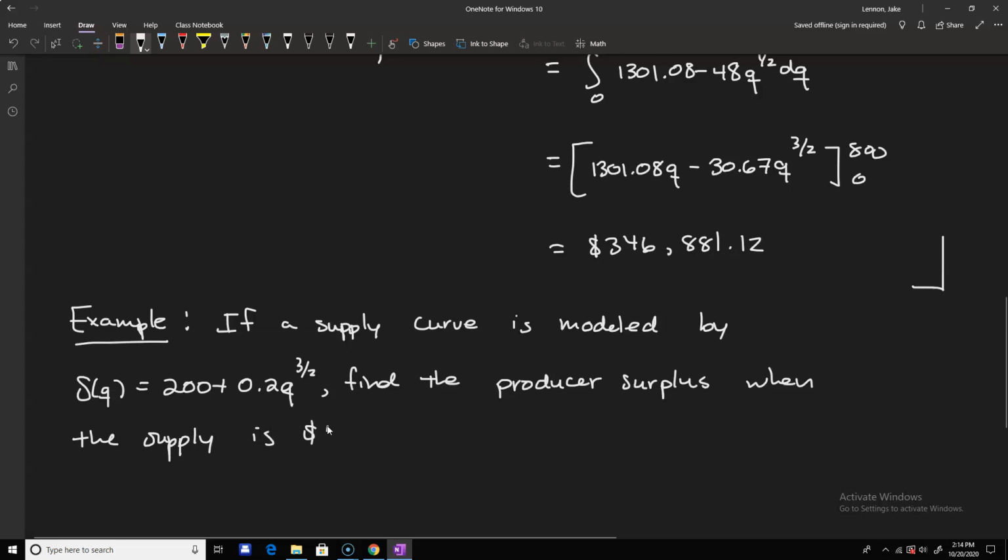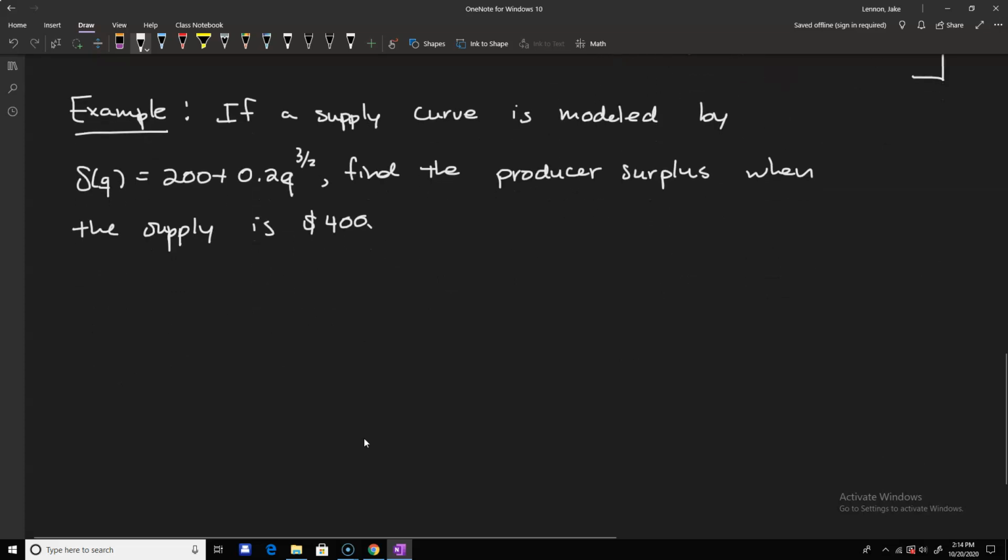is $400. Okay, so we're given the price in this case, so we still need to know the quantity to figure out integrating. So typically in the previous ones, we've been given the quantity and found the price. In this one, it's a little bit reversed, but we still need to know all the same information. So let's note that. We also need to know the quantity.